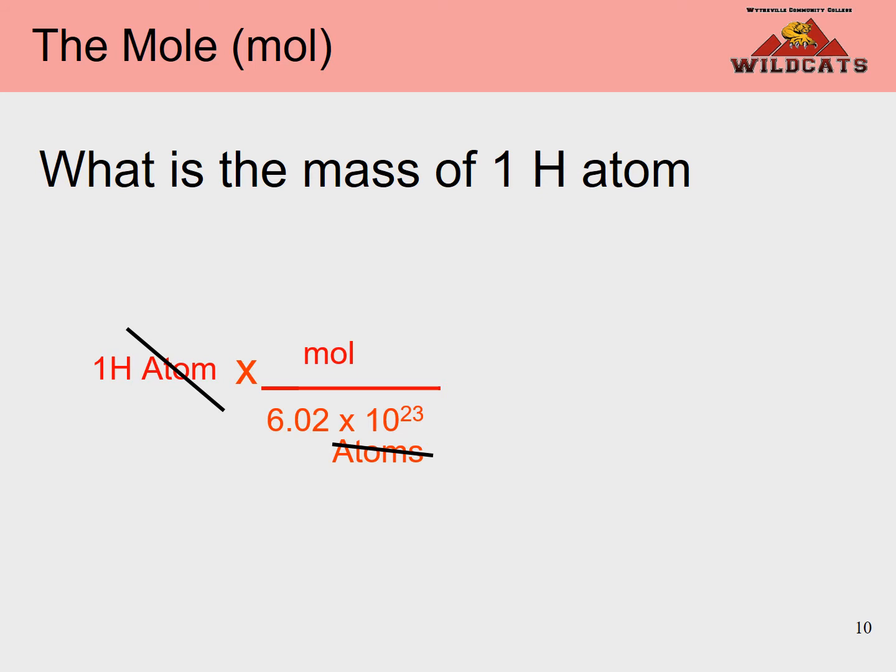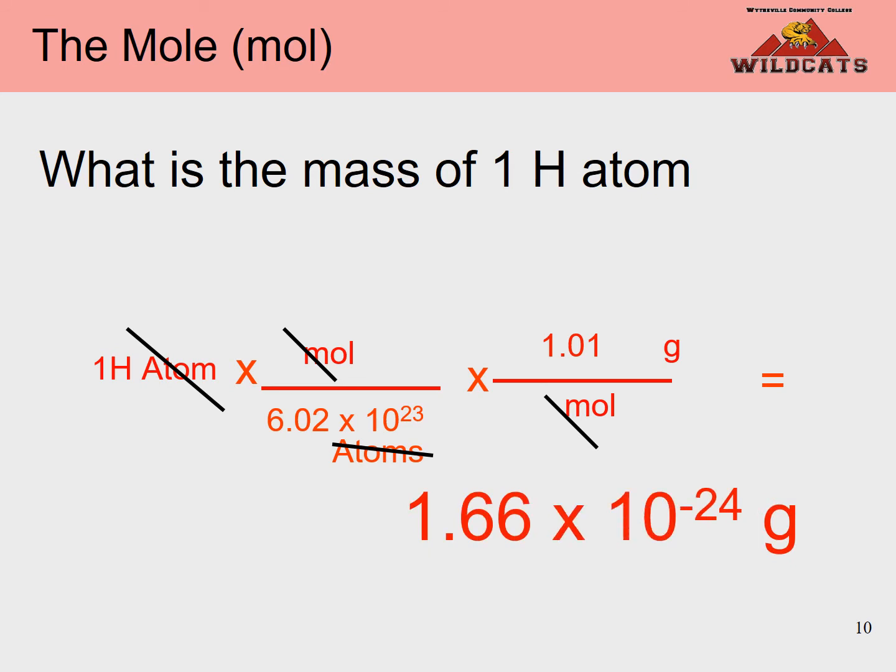And if you'll notice, that would give us the moles, but we want the mass of one hydrogen atom. So we're going to put the moles on the bottom. We're going to multiply by the mass of hydrogen, and hydrogen's got an atomic number of 1, and we're going to just use 3 significant figures, so 1.01. And so we get 1 divided by 6.02 times 10 to the 23rd times 1.01. And we end up with 1.66 times 10 to the minus 24th grams.